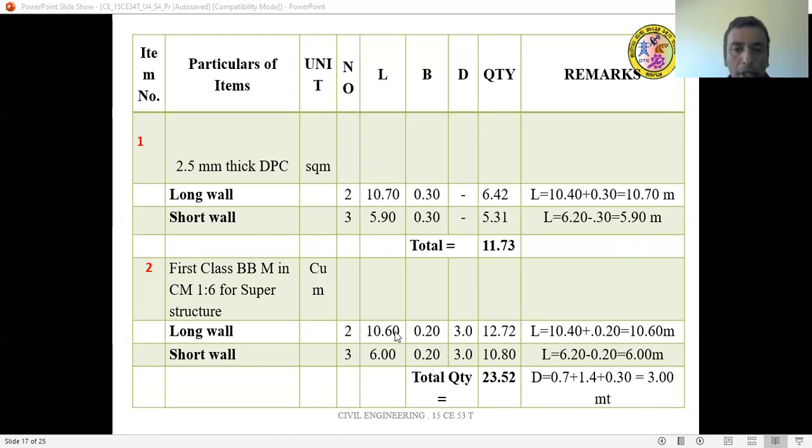By knowing the true length, the width of wall, and the height of wall, that is ceiling height, you can easily find out the quantity for long wall, which is equal to 12.74. Similarly, calculate the quantity for short wall. Adding these two walls, the total quantity of burnt brick masonry for both long wall and short wall is equal to 23.52 cubic meter.